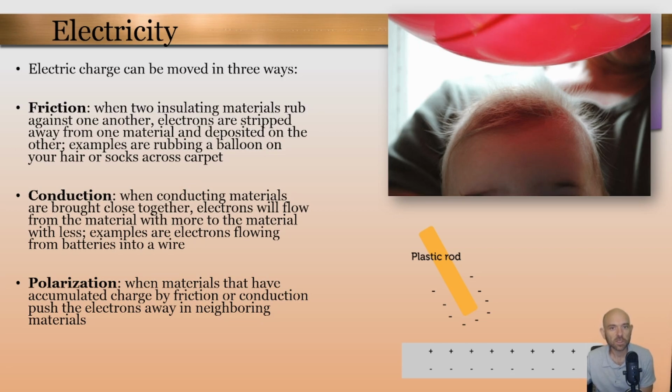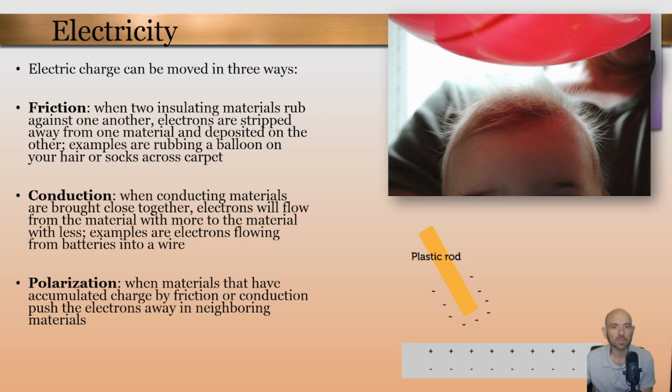The first is friction. This is the rubbing method. When you rub two different insulating materials together, it's like physically scraping the electrons off of one surface and depositing them onto the other. This is why you get that zap when you rub a balloon on your hair or drag your socks across a thick carpet. You are literally peeling electrons away and building up an imbalance on the surface.